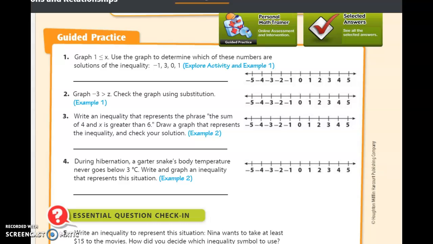Number 1, graph 1 is less than or equal to x. Use the graph to determine which of these numbers are solutions of the inequality. And then it gives us numbers -1, 3, 0, and 1. So the first thing I have to do is graph this inequality. If I know that x is greater than or equal to 1, I know it could be 1. So I come over to my graph and I say, I know it could be 1, so I'm going to color that in. And x is going to be anything bigger than that.